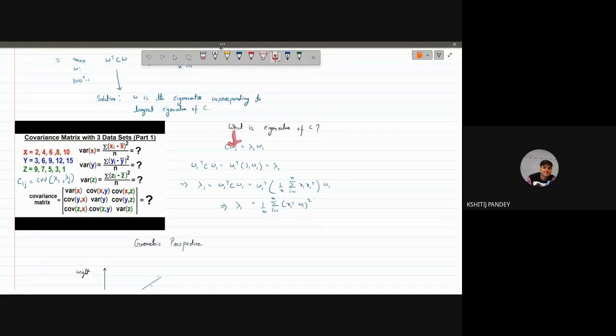So what is special about this transformation? This transformation with the covariance matrix is such that the vector is only scaled. The direction of the vector does not change. It is only scaled or squeezed. And the important thing is that this will hold true only when C is the covariance matrix and W is the corresponding eigenvector. We already know how to find eigenvalue and eigenvector.